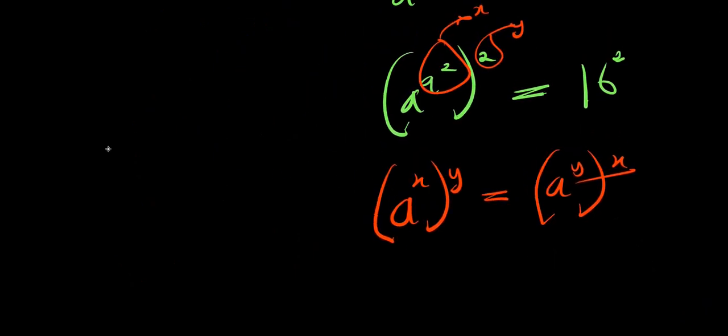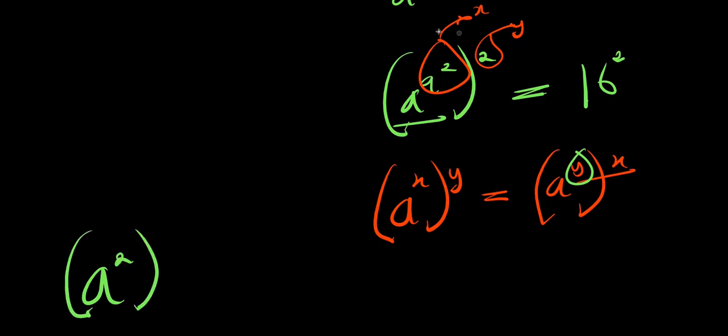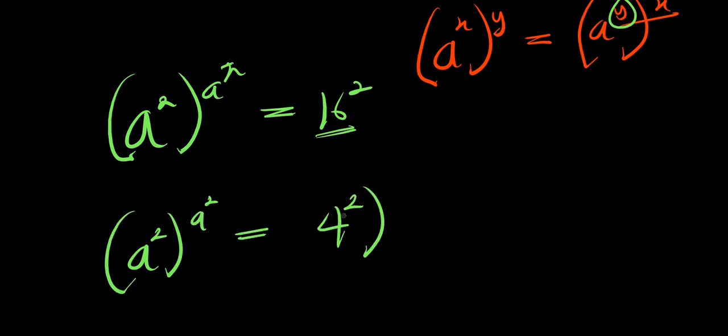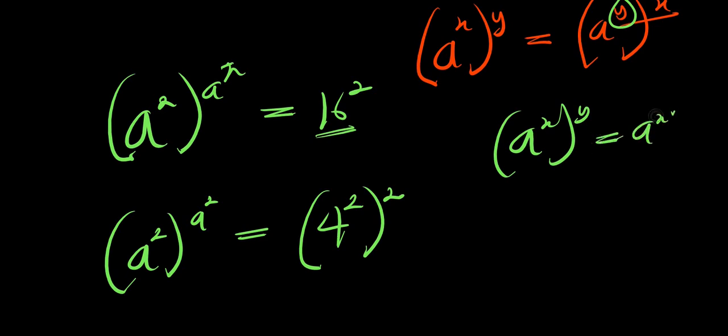So I'll simply have the a remains, this y here, and my y is 2. The x goes outside. We have a power 2 equals 16 power 2. Have you seen that? We have transformed it right here. 16 is a perfect square, which is 4 power 2, so a power 2 power a power 2 equals 4 power 2 raised to the power of 2. And remember, a power x to the power of y equals a power x times y.